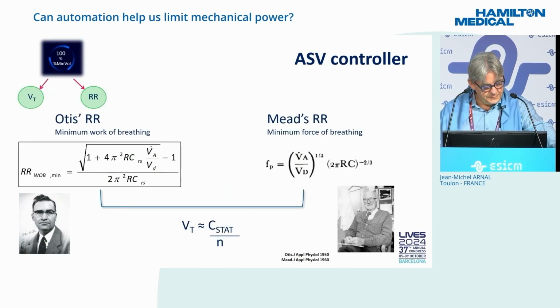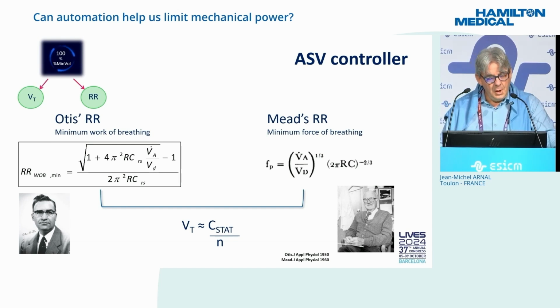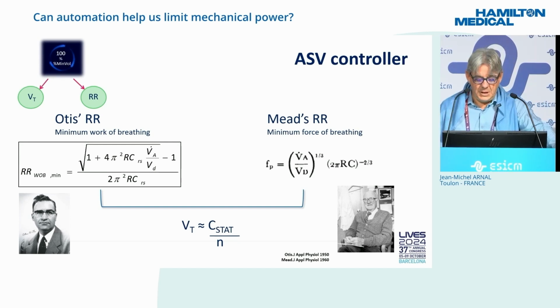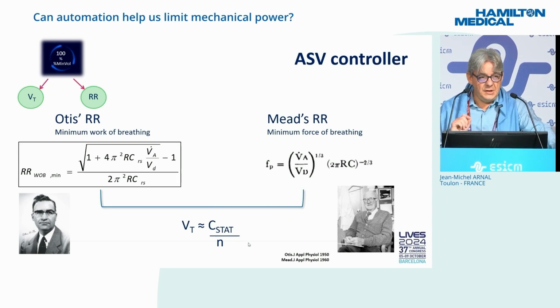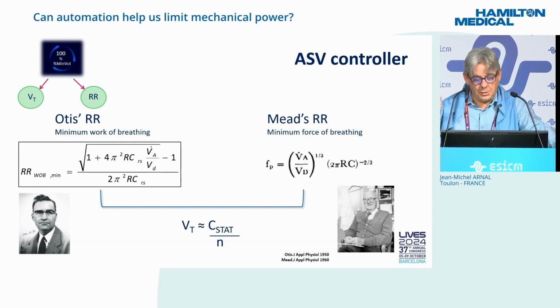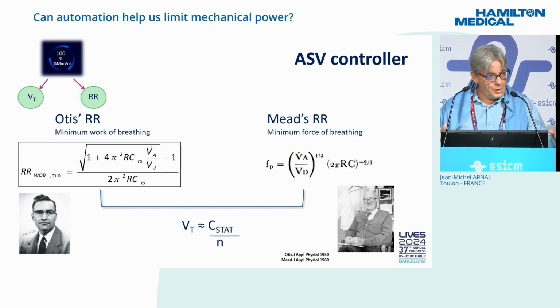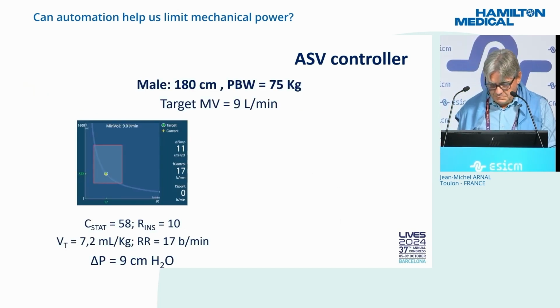How does it work? I will not go into detail, but ASV is based on two physiological principles that have been described a long time ago, the minimum work of breathing and the minimum force of breathing. I will not describe this ugly formula, but just what you need to know is that the tidal volume selected by ASV is proportional to the static compliance, meaning that if the static compliance of the patient decreases, the ventilator will select a lower tidal volume.